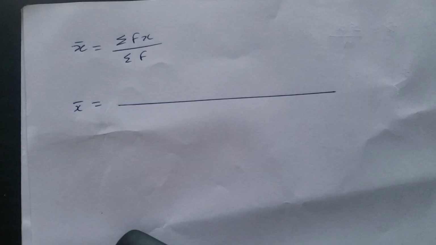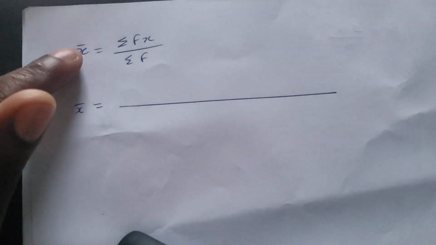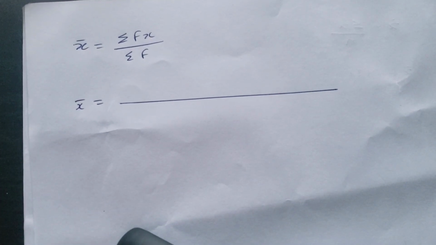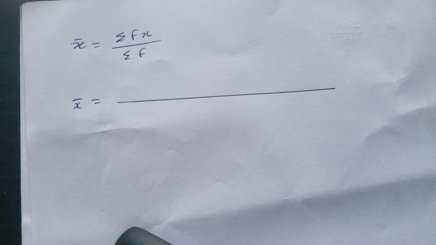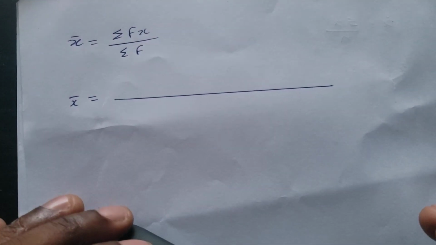So how do we get to find the standard deviation? Before we jump in and start solving for standard deviation, we need to know our mean. So how do we find the mean? Our mean, x bar, is equal to the summation of f of x over the summation of f.